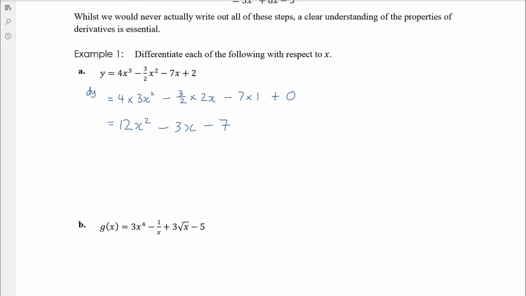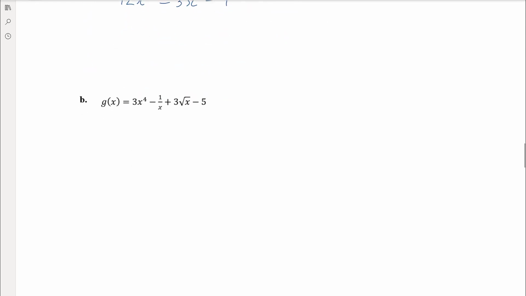This is the derivative of y with respect to x. It's really important that there's something else written here, because otherwise, without writing anything there, you're suggesting those two things are equal, and they're absolutely not equal to each other. Okay, this one here, before we can differentiate, we need to rewrite it slightly so that we can use our rule for differentiating x to the power of n.